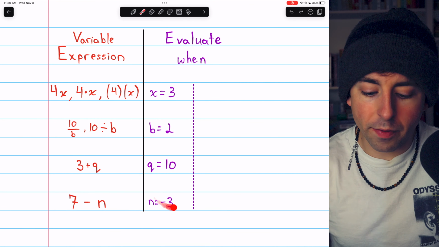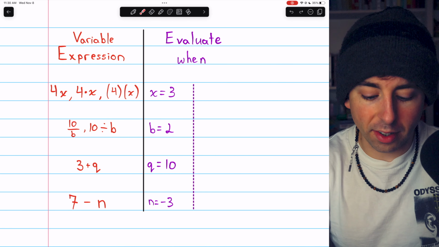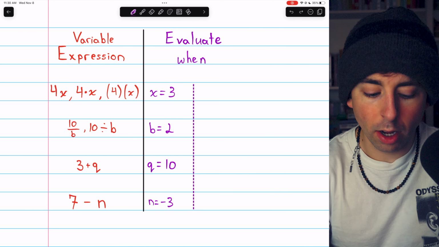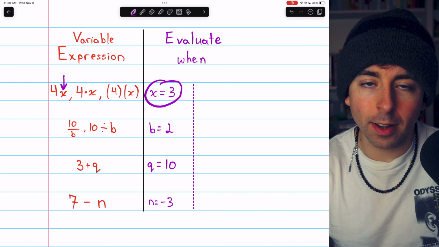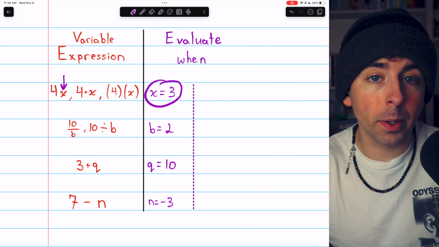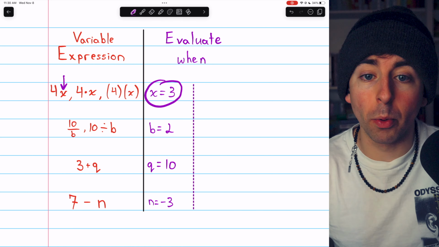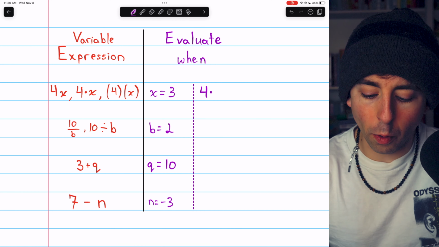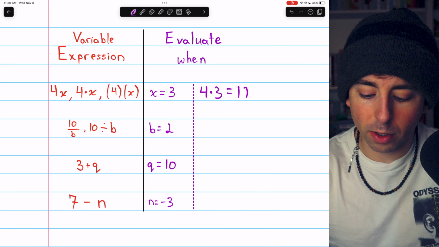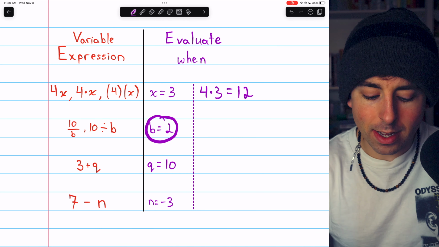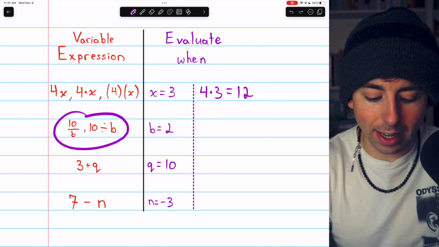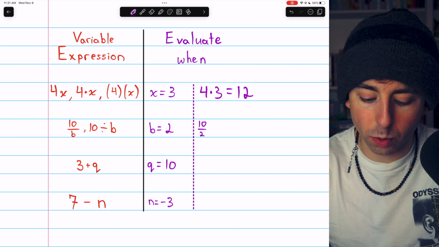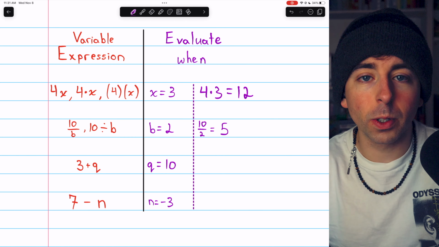Now you should be able to evaluate these expressions. In the first example, let's evaluate 4 times x when x equals 3. Where there is x, we just have to replace it with x's value. X is a variable, so it could take on any number of values, but we're told in this example that it's equal to 3. So to do this evaluation, we do 4 times 3, and this is equal to 12. In the next example, b is equal to 2. And remember, this was division, 10 divided by b. So it's 10 divided by 2, which we can write as a fraction, and this is equal to 5.